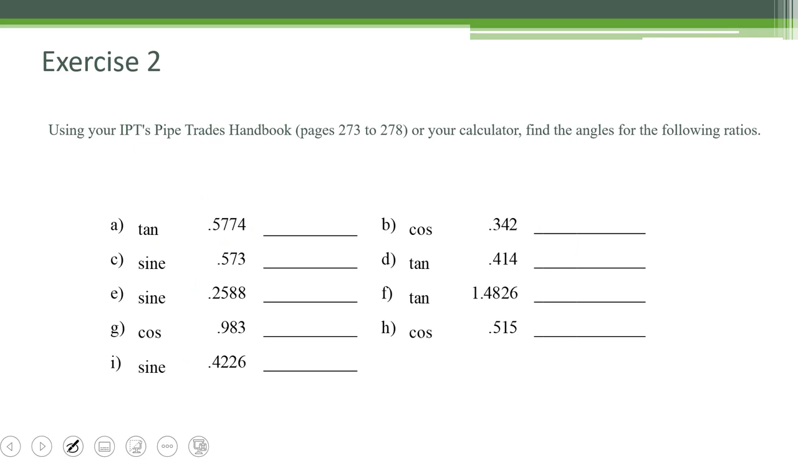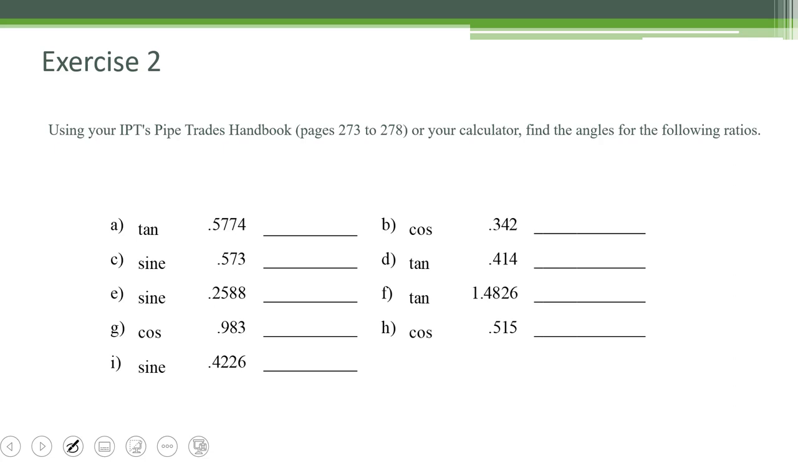Okay, so for exercise 2, what they're asking you is to find the angle. So there are trig books and trig charts. There's some in your IPT. There's even some in your ILMs. It's a little bit easier just to use your calculator. So again, I'm going to use the Casio FX260.